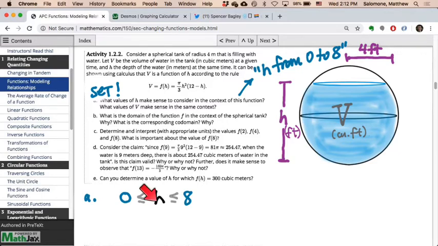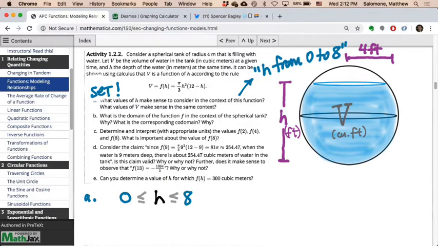By the way, we should check. How do we know that equal to is okay? Why does it make sense to have h be equal to 0? What would that mean for my tank? Totally empty, right? So h equals 0 is still meaningful. H equals 8, what's happening with my tank? Totally full, but that's still okay, right? So less than or equal to is okay to use there.